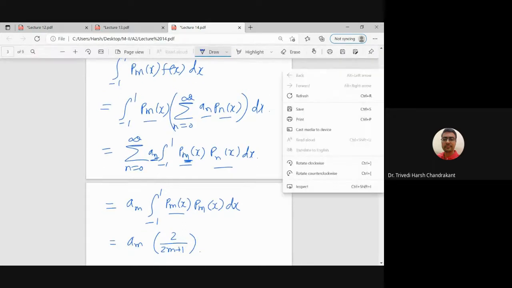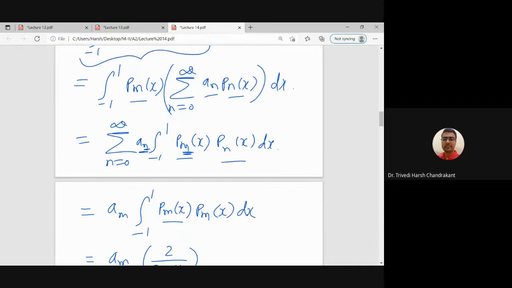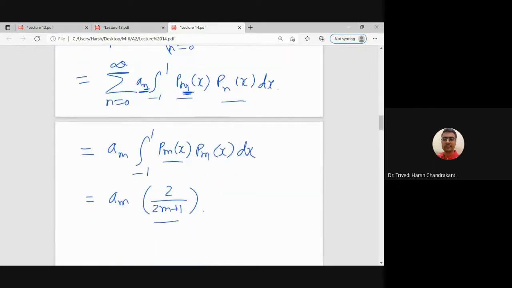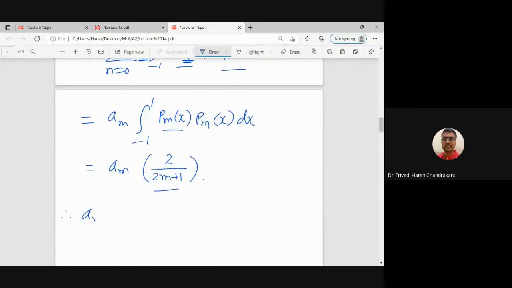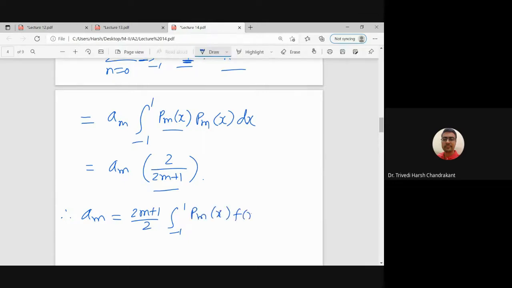Am is nothing but this integral divided by this number. Let us write down what Am is here. So we got Am to be (2m plus 1) divided by 2 times the integral of Pm(x) f(x) dx.